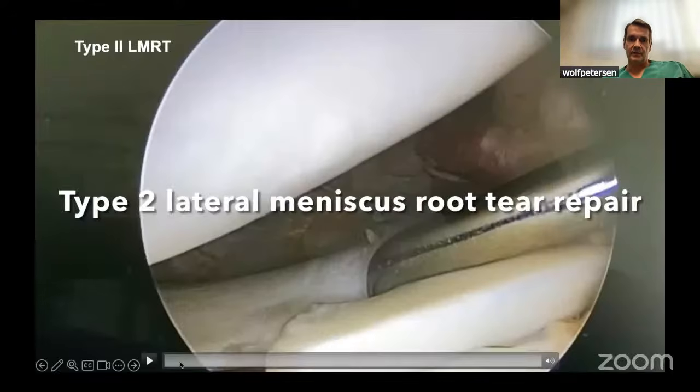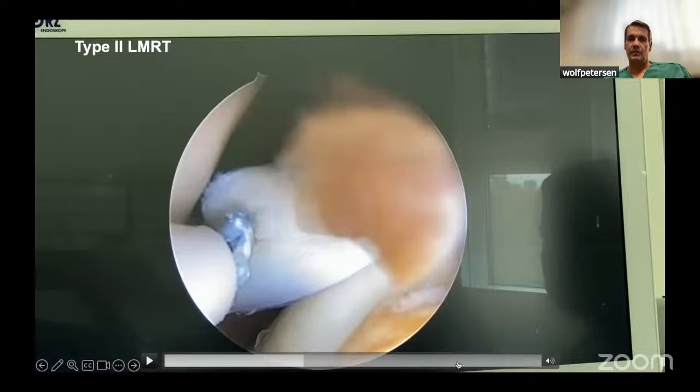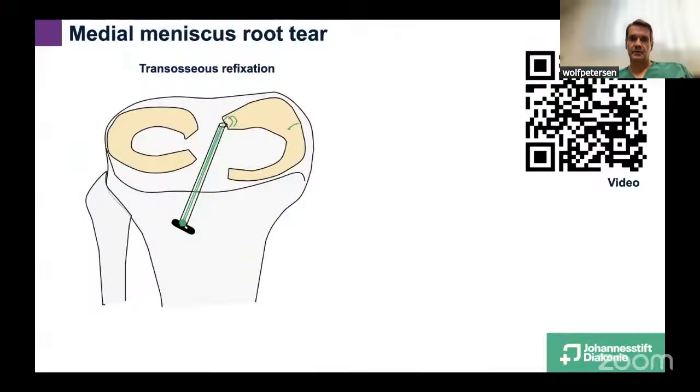Yeah, I'm sorry, another video which is probably not working. This shows how to repair a type 2 lateral meniscus root tear. For repair of type 2 lateral meniscus root tears, they all heal. You should be very generous with your indication. I normally use 1 or 2 all-inside implants to perform the repair in these patients. Medial meniscus root tear.